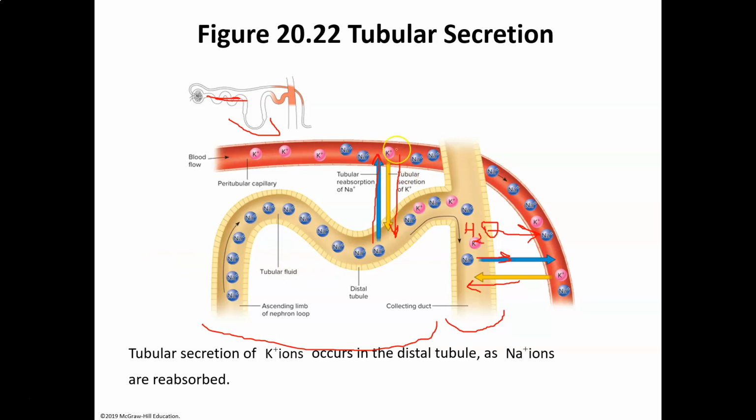Secretion means you're getting rid of potassium into urine. In this particular case, there are other things that are also secreted from the blood into what becomes urine. And it even tells you right here, if you forget this: tubular reabsorption means you're taking it from the tubes into the blood. Tubular secretion is you're taking potassium out of the blood and putting it into what is becoming urine.